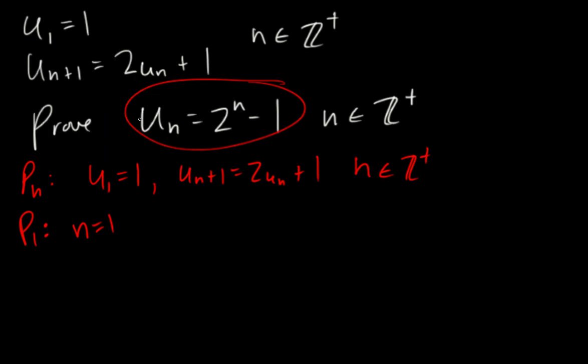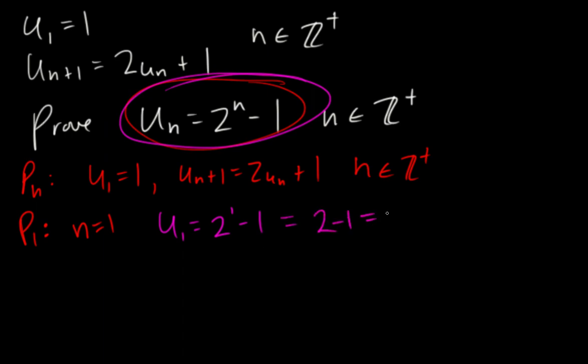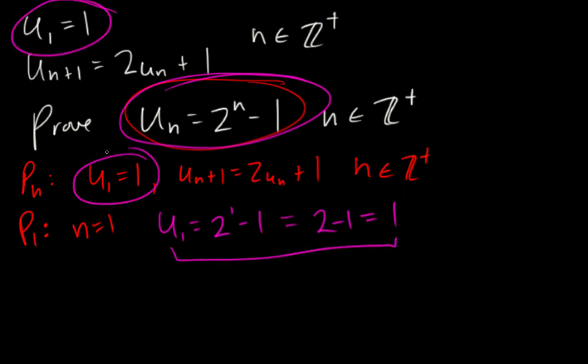And so if we plug in a 1 to this thing, u1 is equal to 2 to the 1 minus 1, and that's 2 minus 1 equals 1. So the first term needs to be 1, which was in the given, or right here, and so we've proven the first case. Next, we assume P of k is true, and so uk is equal to 2 to the k minus 1. We know that that is true.